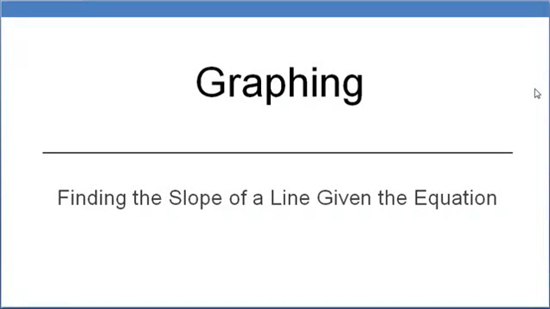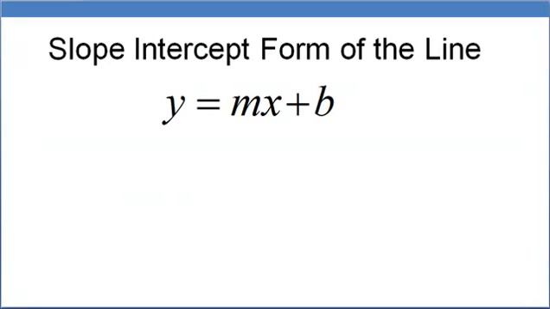Graphing: finding the slope of a line given the equation. The slope-intercept form of the line, y equals mx plus b, is a form where we can easily read off the slope and the y-intercept. The slope is the coefficient of x, so m is our slope. And the b gives us our y-intercept.